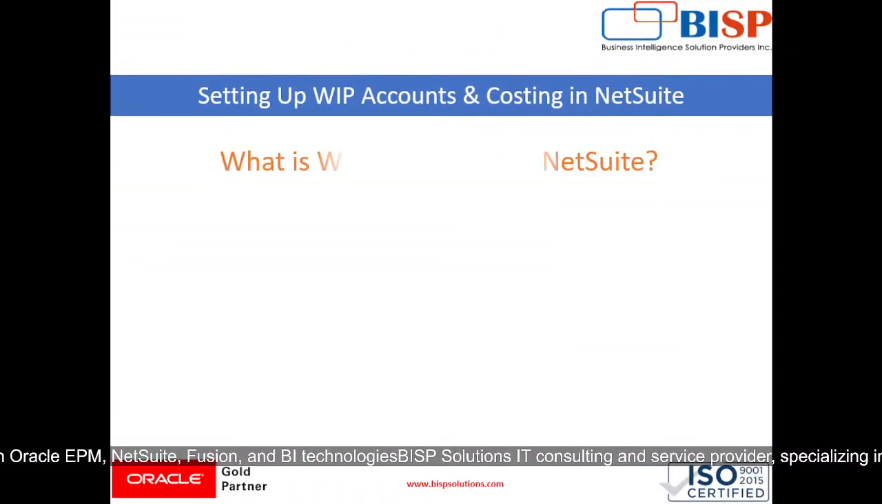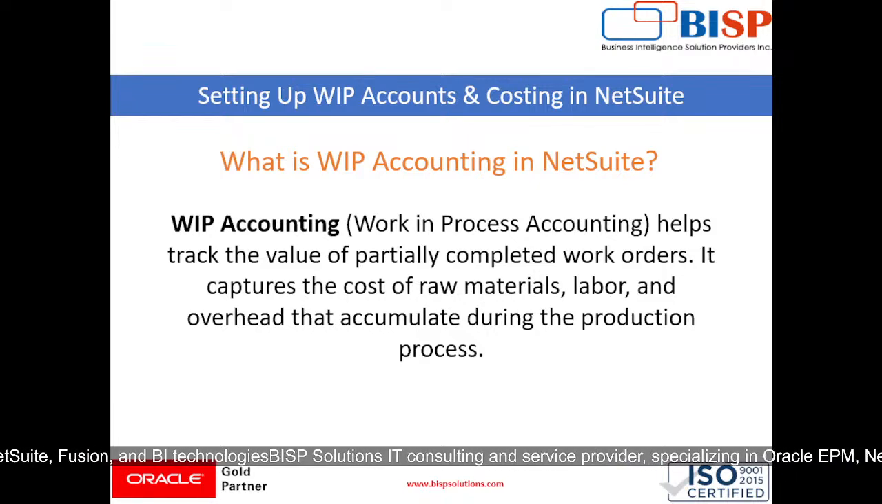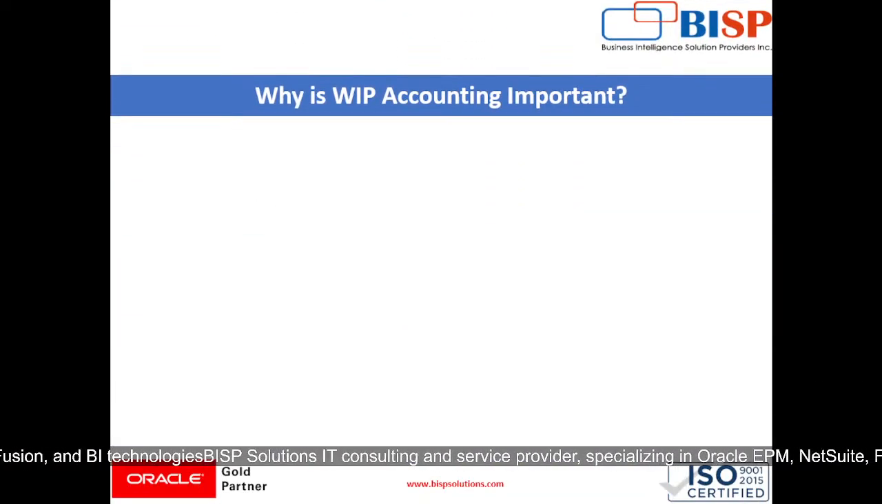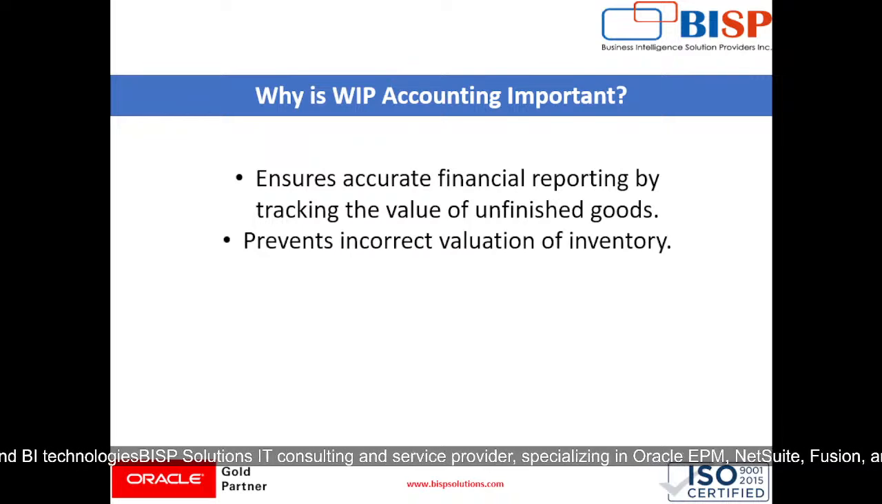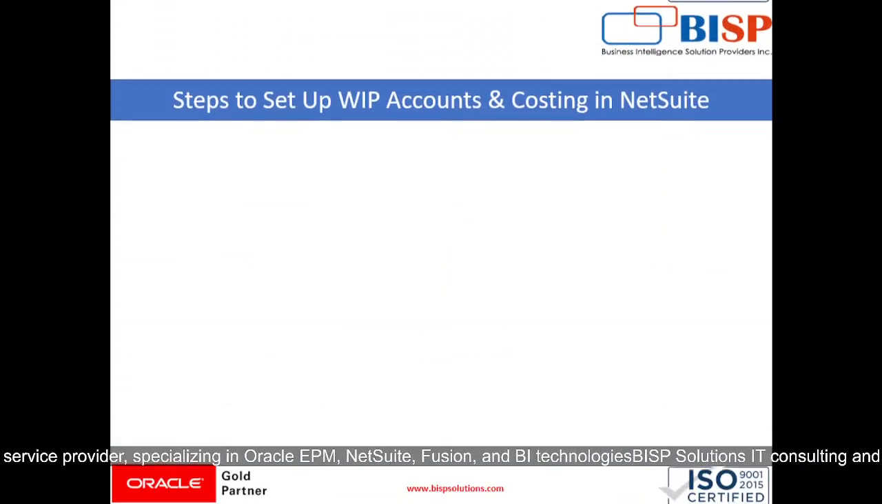So, setting up WIP account and costing in NetSuite. It ensures accurate financial reporting by tracking the value of unfinished goods, prevents incorrect valuation of inventory, and it helps in identifying cost variance and inefficiencies in production.